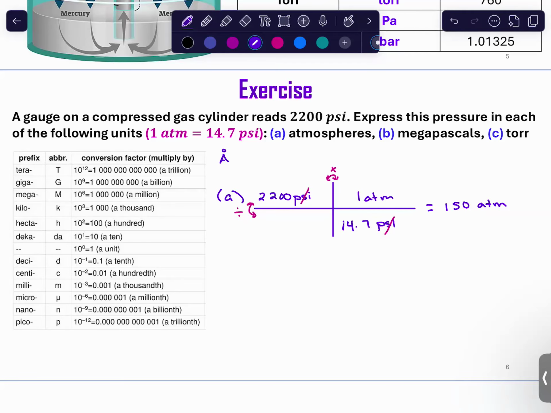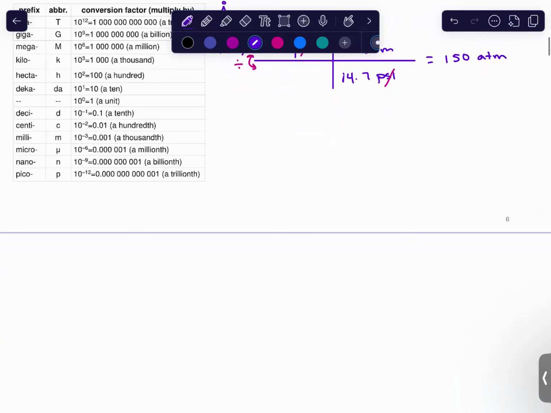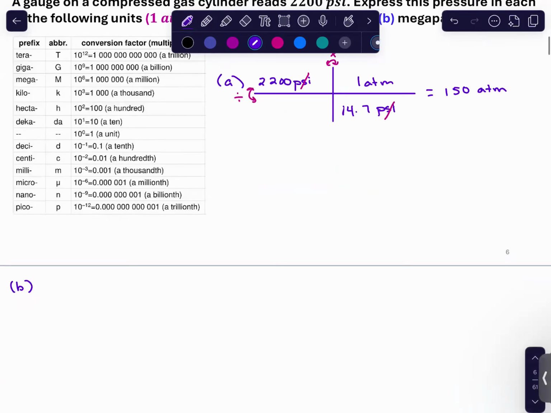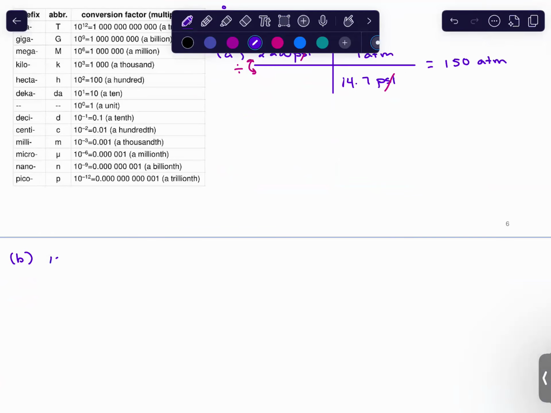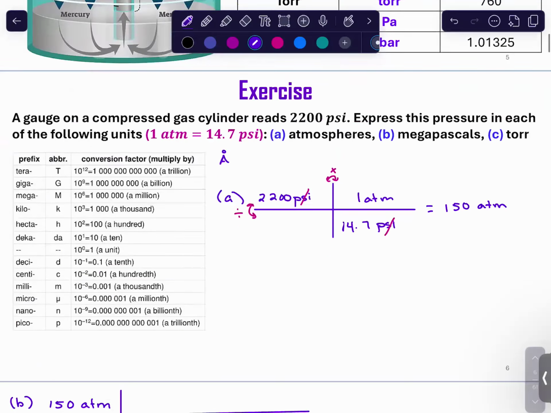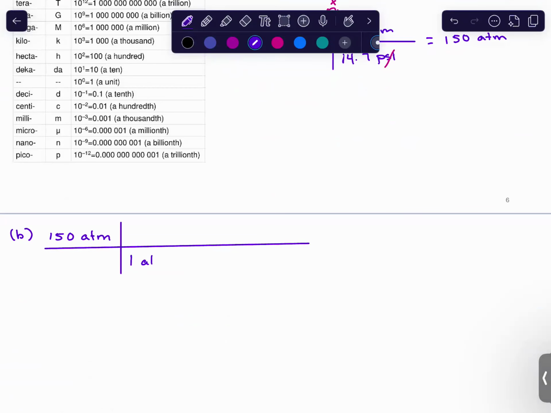Okay. The next one, megapascals. Well, I could go all the way back to the PSI, but I already have the atmospheres, and I can take atmospheres to pascals. So let's just start there. 150 atmospheres. Okay, so then I go up here and I see that 1 atmosphere is 101,325 pascals. I want to cancel out the atmospheres.